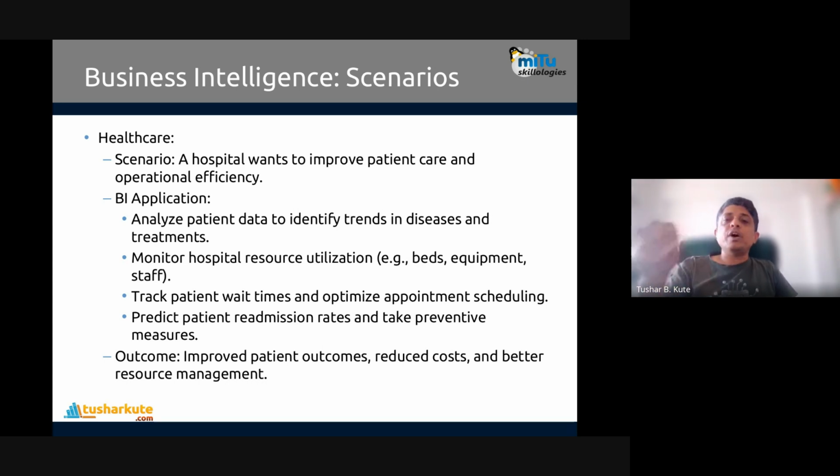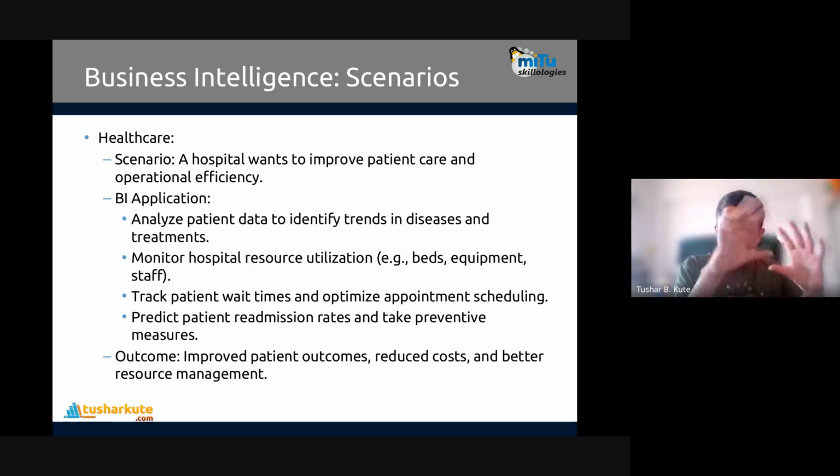In this scenario, for example, hospitals can analyze patient data to identify trends in diseases and treatment. I hope you may have created such projects in machine learning. They analyze these diseases, treatments, and trends. Classification algorithms do this kind of work, classifying a particular person into a particular category of disease. Correct? They also monitor hospital resource allocation: beds, equipment, and staff such as nurses.